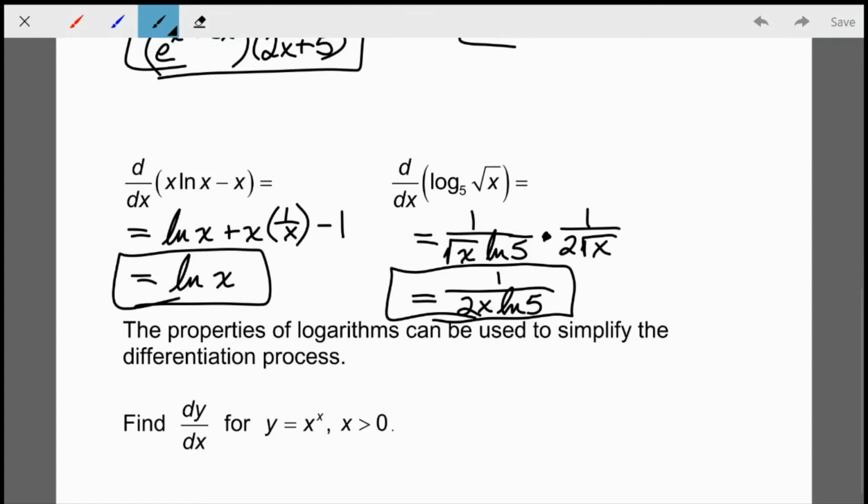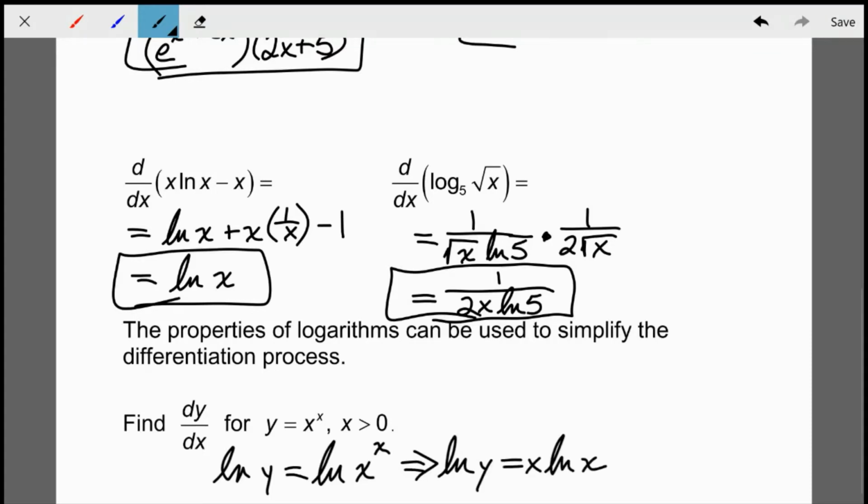And what I'm going to do is I'm going to take the natural log on each side of the equation. So I'm not really changing the equation because I'm performing the same operation on both sides. I'm just changing the form of the equation. And what that allows me to do is rewrite this as natural log of y is equal to x natural log of x. Well, that is something I can differentiate. So I'm going to do that over here.